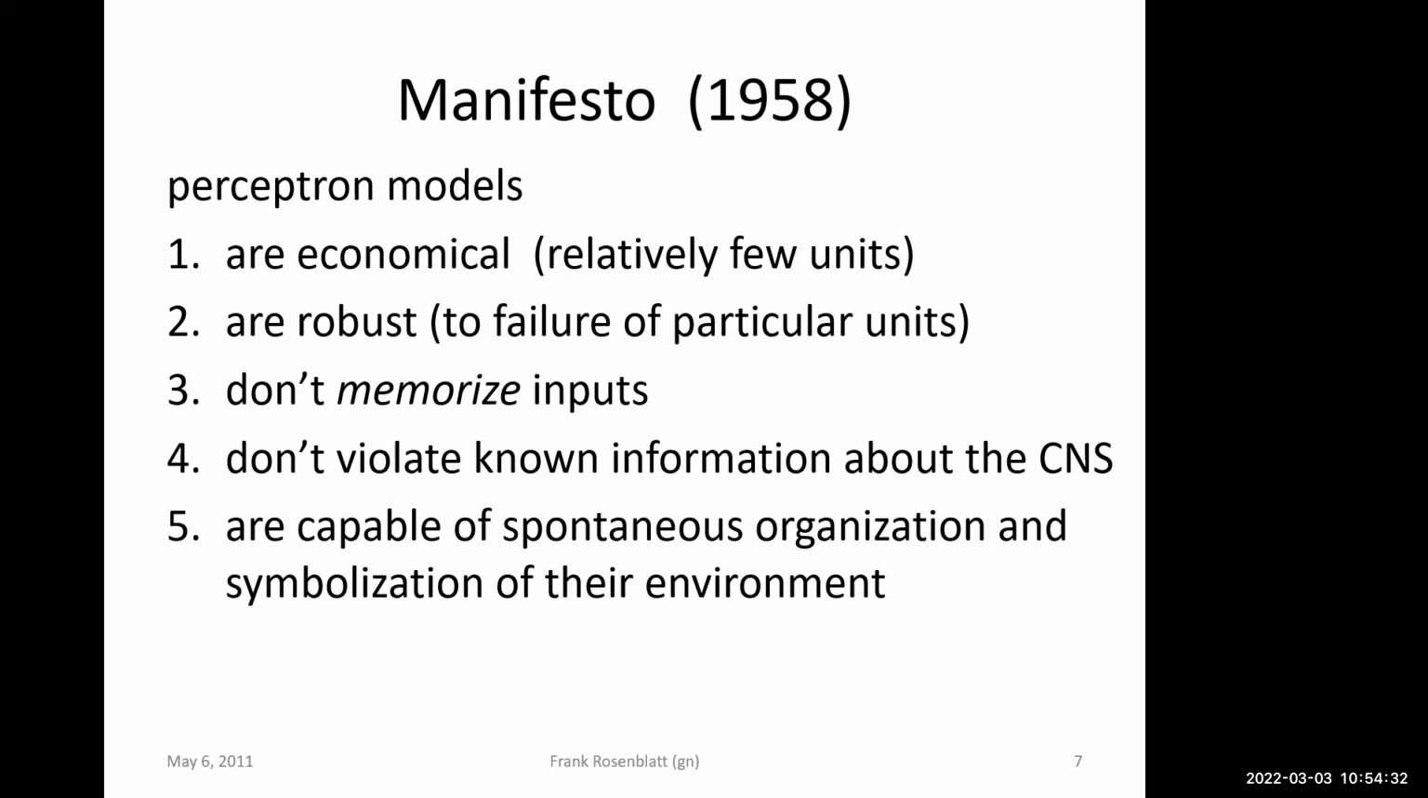So these models, he was aiming to not just memorize the input. And he's saying that they don't want them to violate what they, at the time, 1958, knew about the central nervous system. And he wanted them to be capable of spontaneously organizing and representing their environment. And the environment is not the whole world around you. The environment was whatever was given to them. They're in a box, whatever was given to them. So this is what Frank Rosenblatt was using in his mindset as he was developing his first neural network.